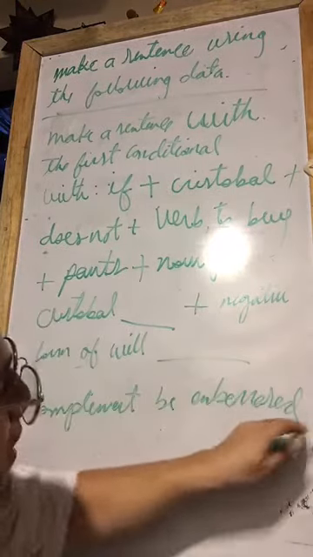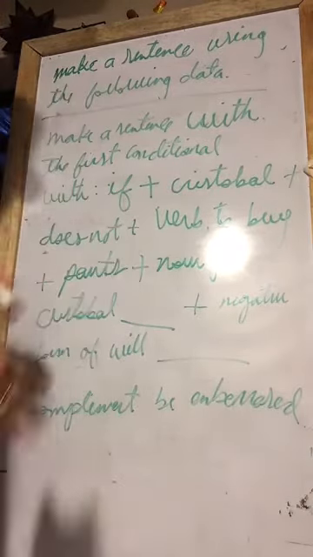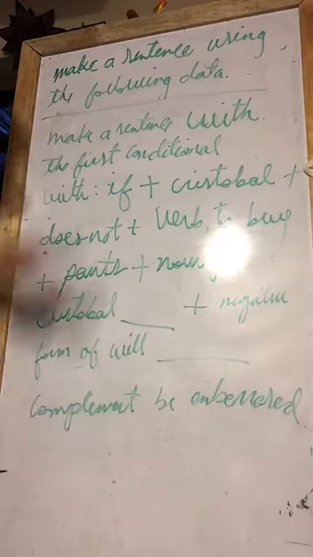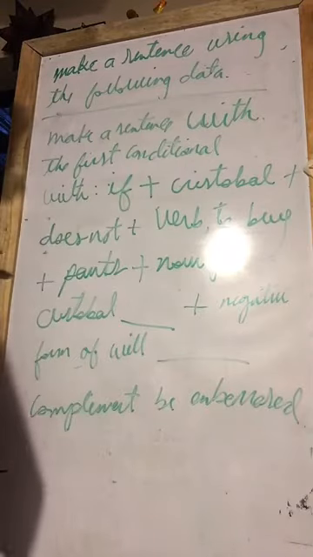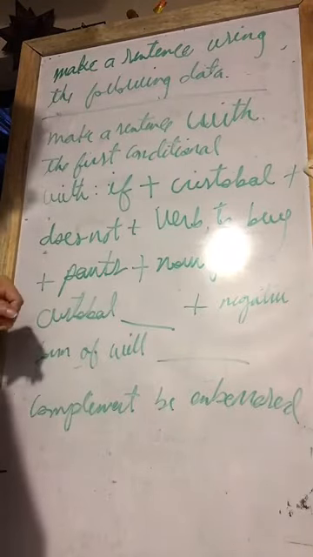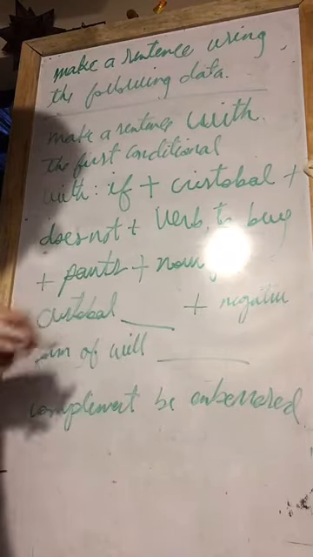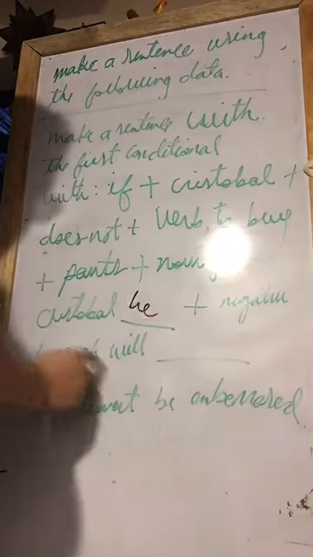Okay, so we already have all the things that I'm going to give you in the instructions. So we start filling them in. If Cristobal does not, verb to buy, and pants for Cristobal, noun for Cristobal will be he, and then negative form of will.